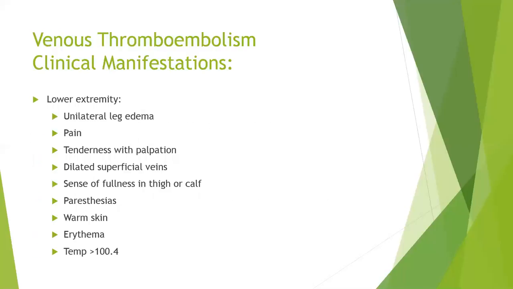So clinical manifestations: patients may or may not have leg edema, pain, tenderness, dilated veins, sense of fullness in the calf or thigh, paresthesias, warm skin, erythema, a temp greater than 100.4. So remember, these are venous conditions, not arterial, so the patient will have a peripheral pulse.